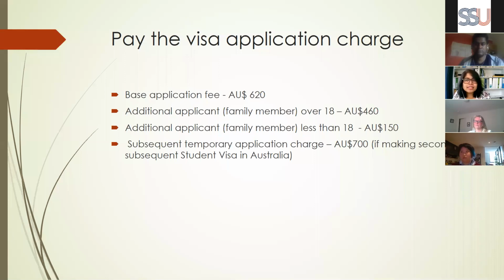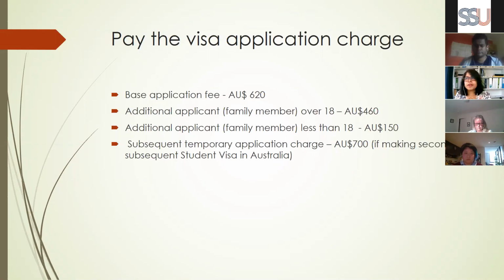And also in some occasions, so I had to make this clear, so this will not be applicable for many of you, but in some circumstances, there can be a subsequent temporary application charge of $700 that is on top of that base application fee. This is only if you are making a second or subsequent student visa in Australia. So most of you are here on a student visa, and your student visa may have been granted outside Australia for the first time, and you came to Australia for your studies, but now you need to apply for a student visa, and this is going to be your first student visa applying in Australia. Then you will not need to provide this or pay this additional fee.